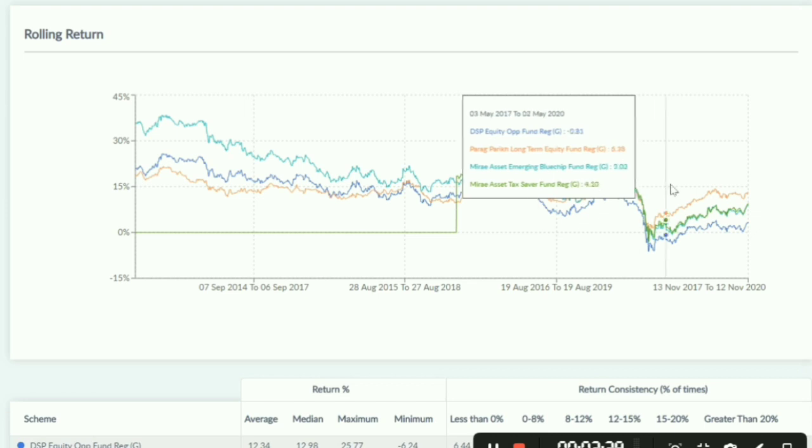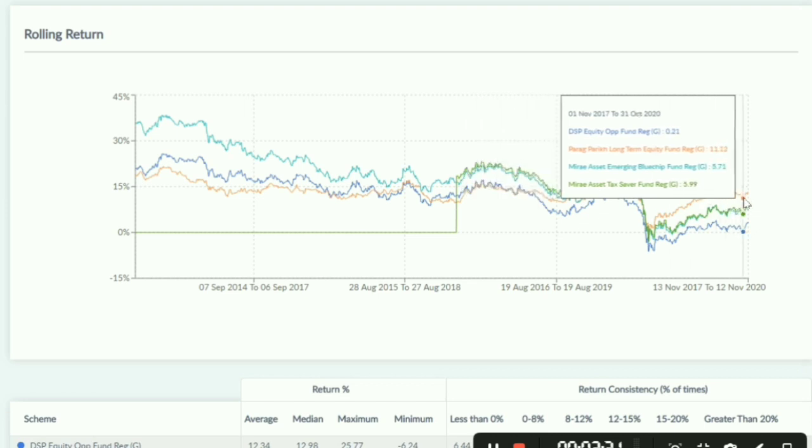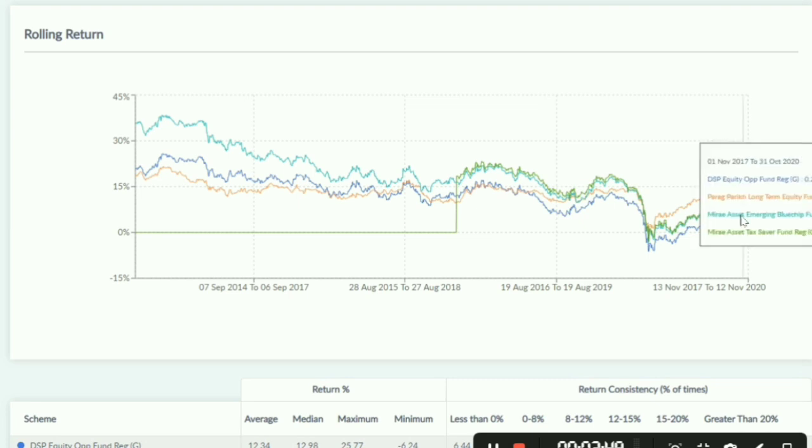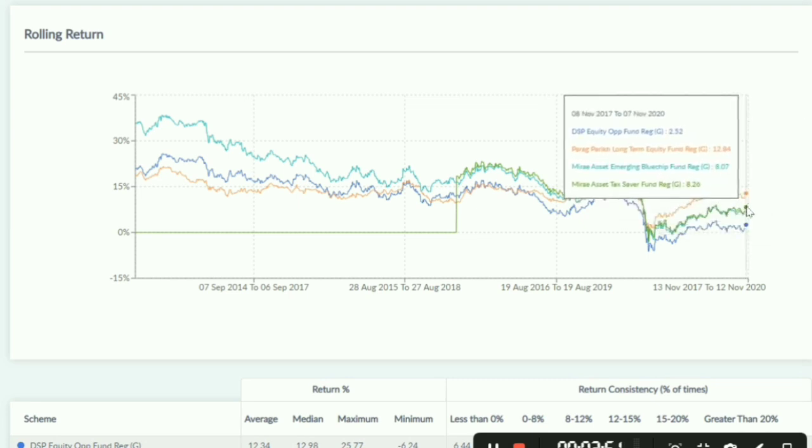Anyways, as of now, if you see the last 3 years, you can see PPFAS Long Term, then the green one is Mirae Asset Tax Saver, then Mirae Asset Emerging Blue Chip. These have been the top performers, right? And DSP Equity Opportunities has not given good returns in the last 3 years. As I said, depending on the time when somebody has invested, the returns will be different for different persons.